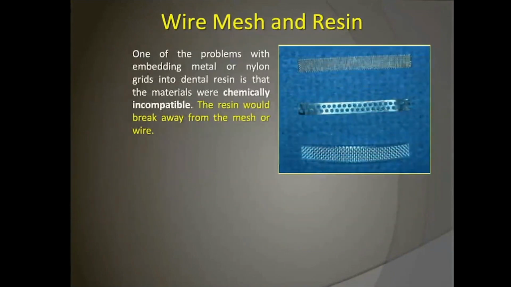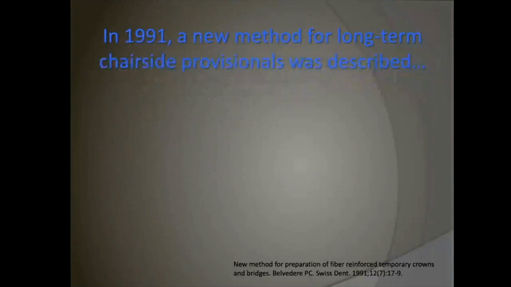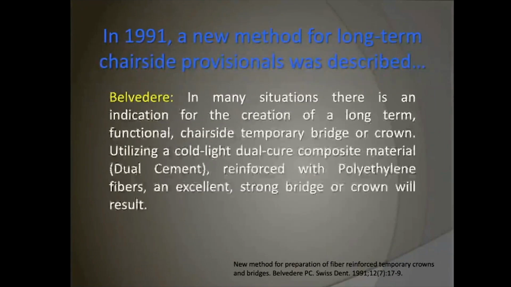The problem with embedding metal or nylon grids into dental resin is that the materials were chemically incompatible, and the resin would break away from the mesh or the wire. So in 1991, a new method for long-term chairside provisionals was described by Paul Belvedere. He said that in many situations there is an indication for the creation of a long-term functional chairside temporary bridge or crown utilizing a cold, light, dual cure composite material.